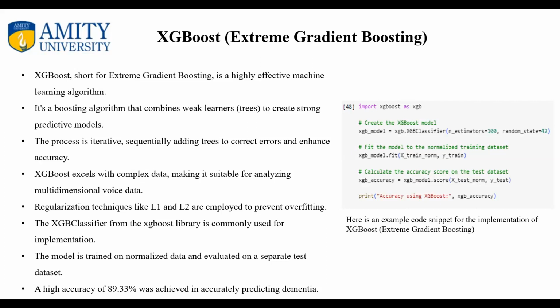The commonly used implementation is the XGBClassifier from the XGBoost library. It is trained on the normalized data and tested on separate data, achieving an accuracy of 89.33% in dementia prediction. In summary, XGBoost improves accuracy by iteratively combining trees, making it suitable for complex data analysis like multi-dimensional datasets and achieving a high accuracy in dementia prediction. On your screen, there is a code snippet for the implementation of XGBoost.